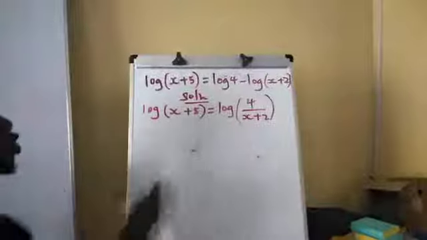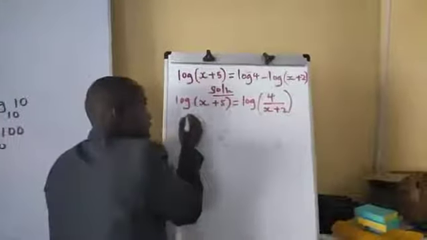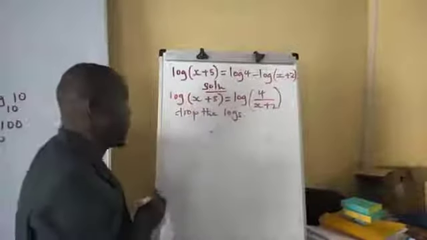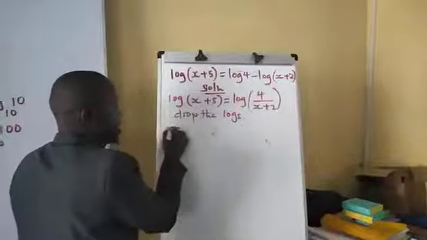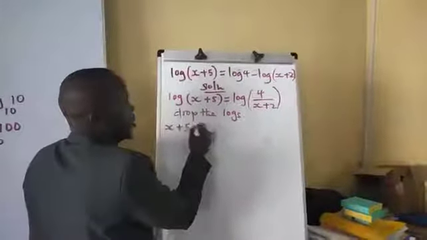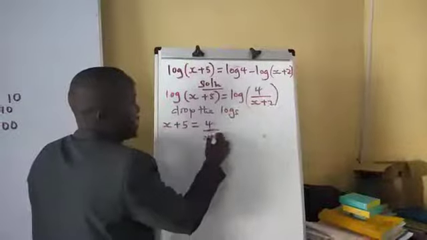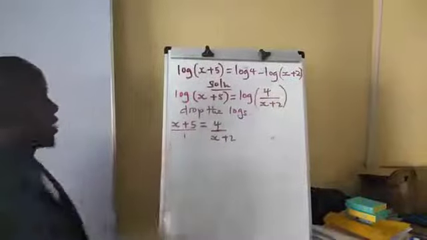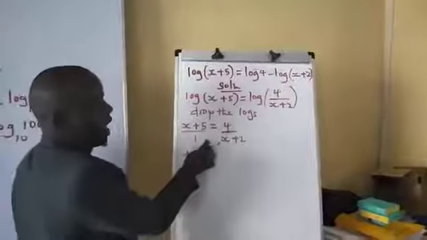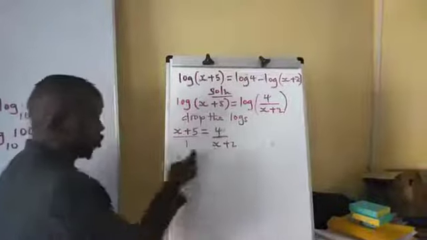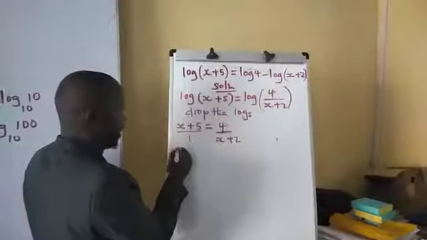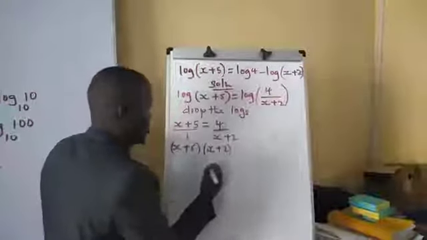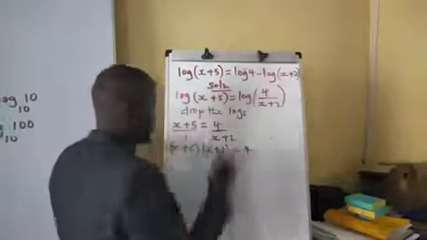Like that. With that now, at that stage, we can now drop the logs. Dropping the logs, we have x plus 5 is equal to 4 all over x plus 2. So we can say this one is over 1. Therefore, to solve this one, in general mathematics, we can cross multiply, whereby we shall have x plus 5 times x plus 2 equals 4 by 1, which is just 4.